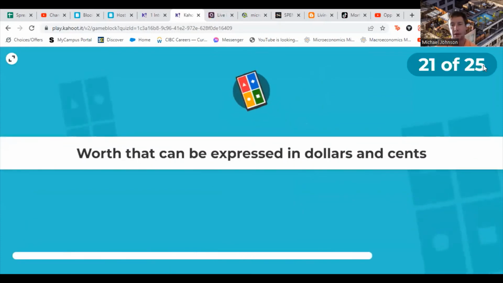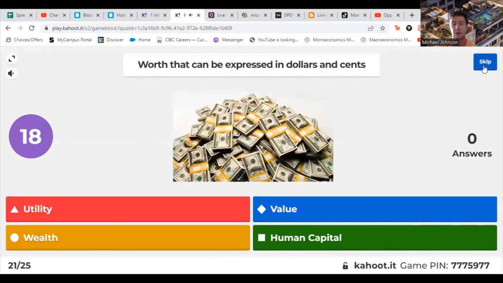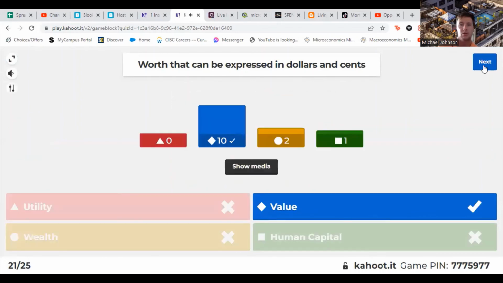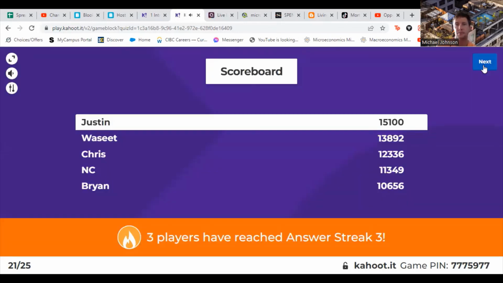Worth that can be expressed in dollars and cents. The utility is red, blue is value, yellow is wealth, or green is human capital. Value is the right answer.